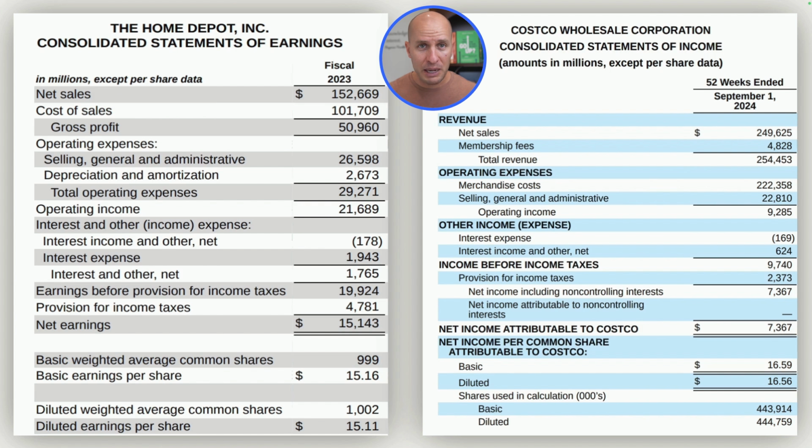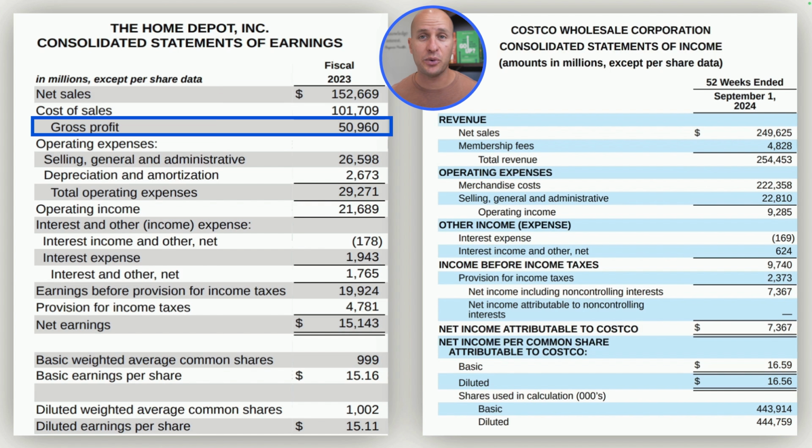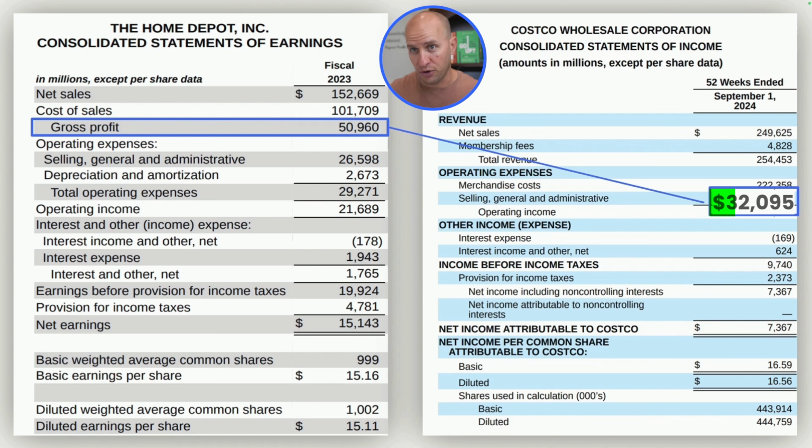Another choice that Home Depot made was to show the company's gross profit as a line item on its income statement. Gross profit is simply net sales minus the cost of sales. So 152 billion minus 101 billion. By contrast, Costco does not show gross profit on its income statement. So if you, the investor, wanted to figure out how much gross profit Costco was making, you would simply have to take the company's total revenue, subtract out the merchandise cost, and that would give you the company's gross profit, which is $32 billion during this period. These 2 numbers represent the exact same thing, but Home Depot chose to include this figure on their income statement, but Costco chose not to.